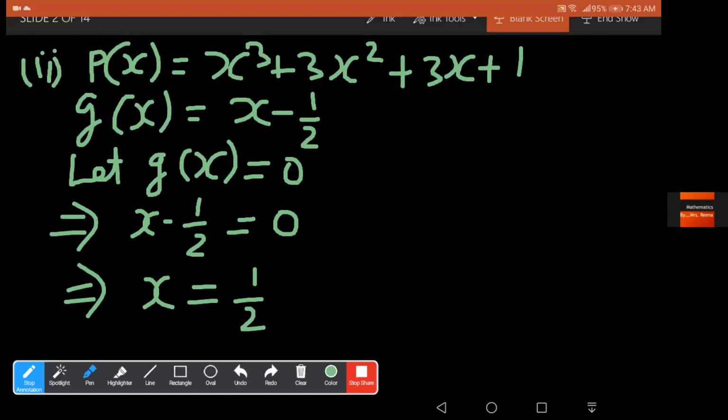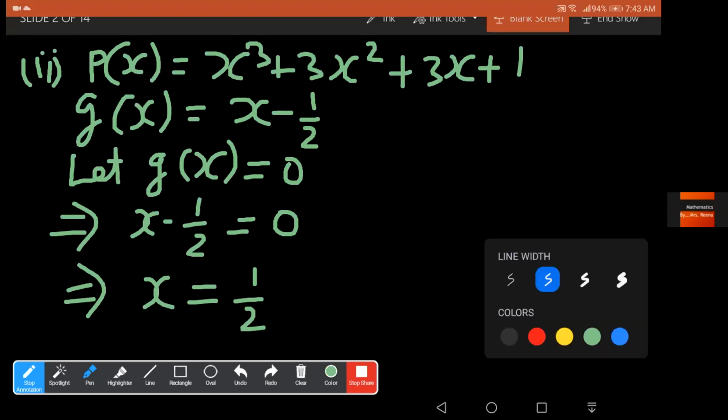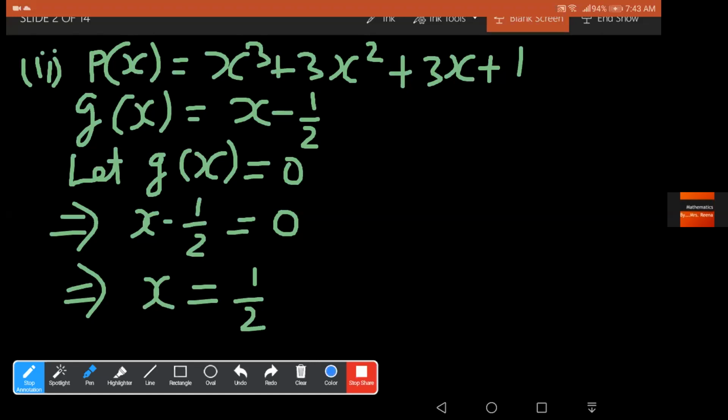Px हमने same लेना है x cube plus 3x square plus 3x plus 1. But gx is given here. What is the value of gx here? We have gx equal to x minus half. So to find out remainder हमें क्या करना है? पहले gx को put करना है 0. So x minus half equal to 0, x will be equal to half.